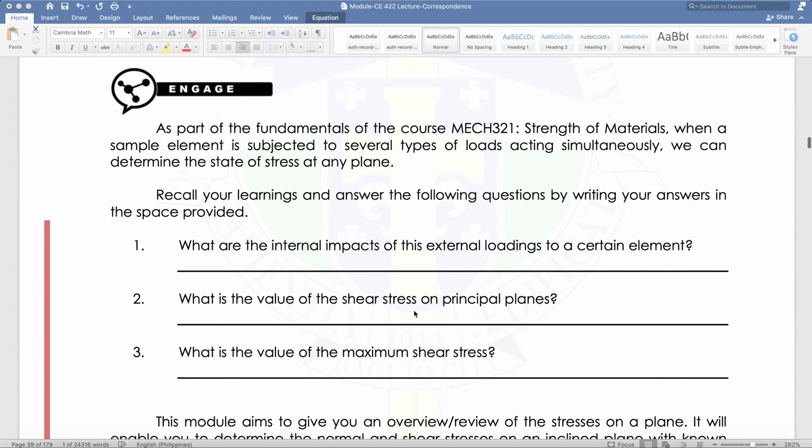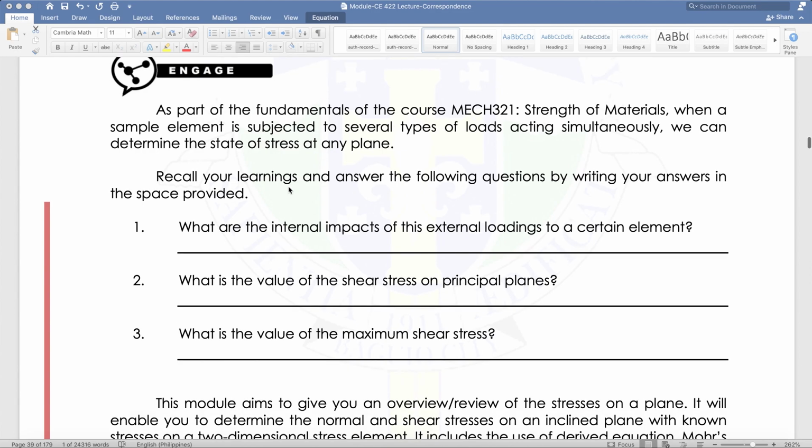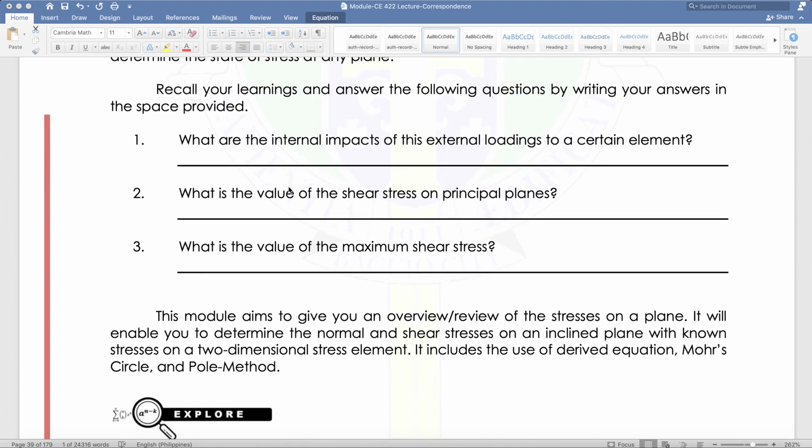What is the value of the shear stress on principal planes, and what is the maximum shear stress? You were able to meet these stresses, principal, maximum and minimum stress, major and minor stresses, in your statics of rigid bodies on the latter part. But if you were not able to discuss that, you were also able to discuss this in your strength of materials. But this time we are going to apply it on soil profile.